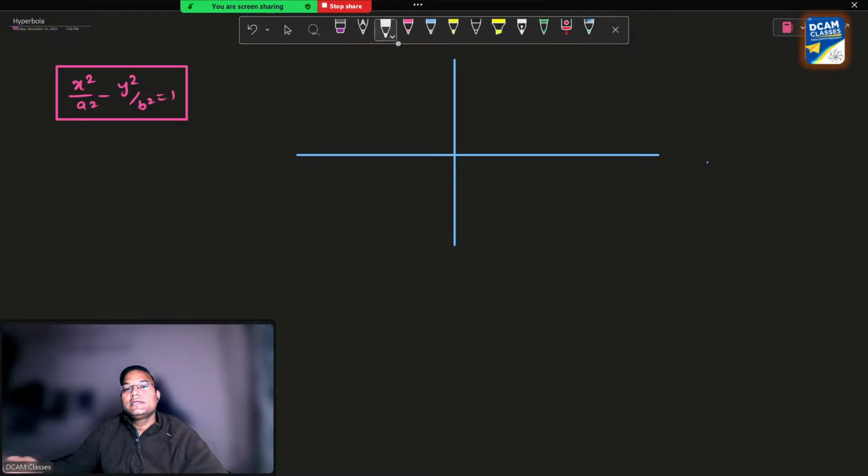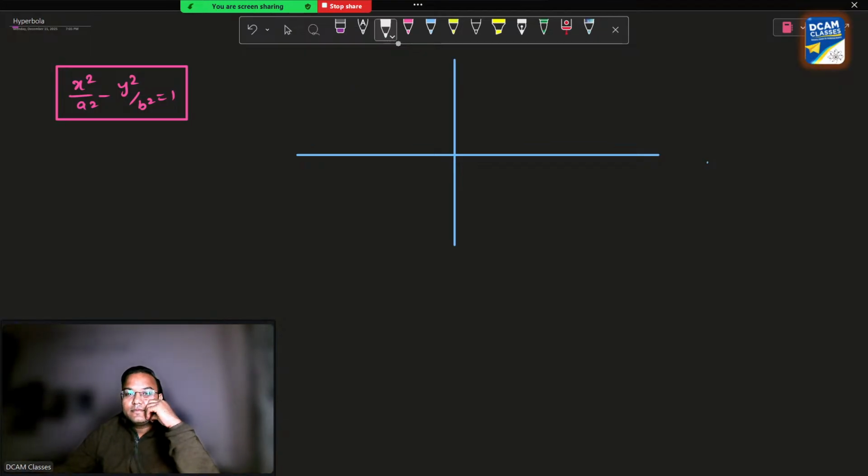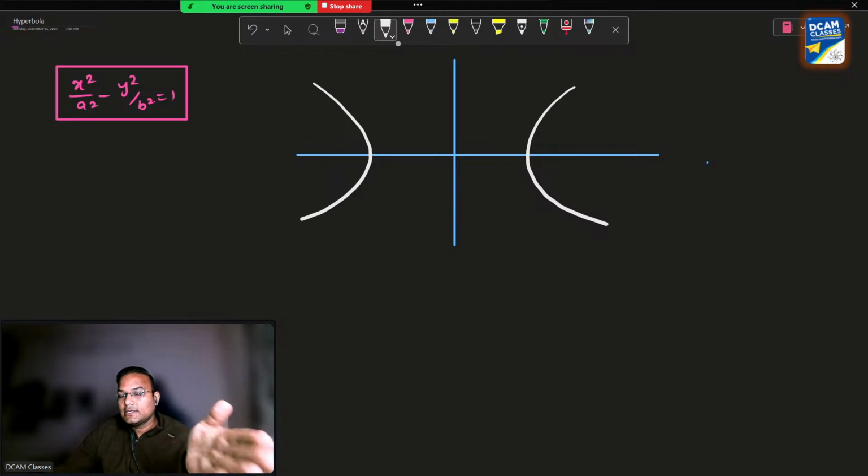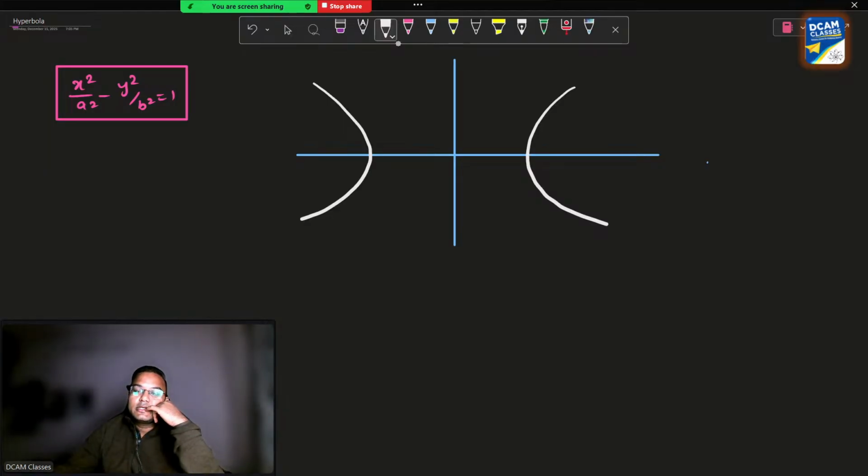Now see, the difference between the ellipse and hyperbola is that if you cut the ellipse in half and then rotate it to the other side, you will get the hyperbola. The hyperbola is like this. This negative sign comes because you are just reversing the two halves of the ellipse and then you are getting the hyperbola.